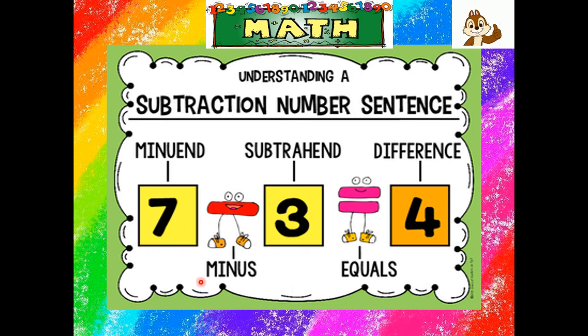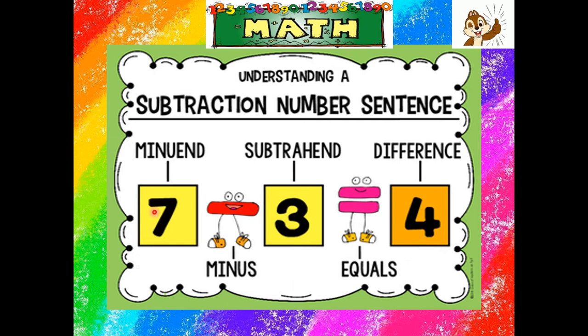Okay? So I have also here a red symbol. This red symbol here is called the minus sign. And I have also another symbol here, the pink one. This is the equal sign. So we have 7 minus 3 equals 4. Now the 4 here is the answer. And the answer for the subtraction is called the difference.